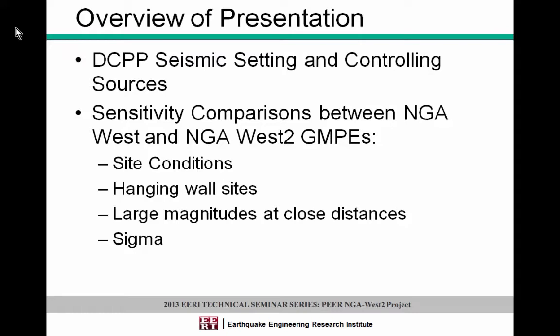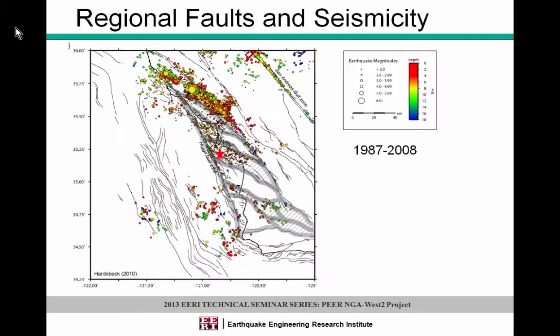Then I'm also going to talk about large magnitude at close distances. So we'll see in the next couple of slides that for Diablo Canyon, based on the seismic sources, we're concerned about a large magnitude at a very close distance. And then finally, I'll talk about sigma, and at the end, I'll put it all together for one quick slide showing some hazard results for Diablo Canyon and how there's a change in the ultimate hazard curves given the new models versus the old models.